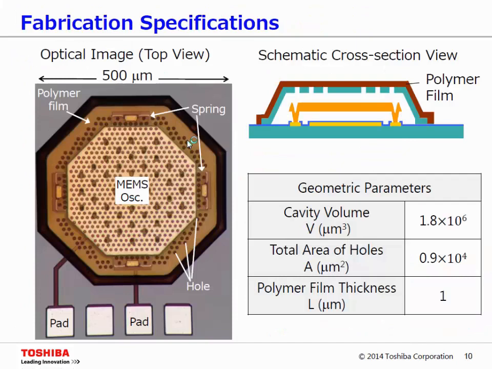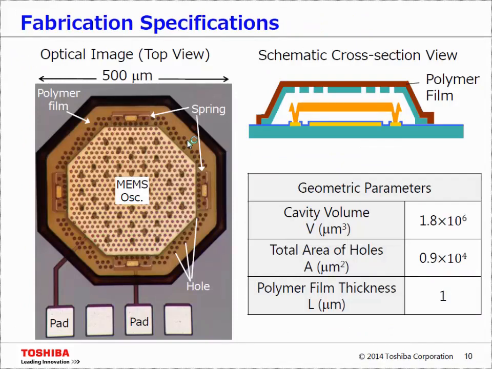As a result, this is an optical image of our product. It has an octagon structure with a diameter of 500 microns, shown in the top view and this cross-section view. The geometric parameters are listed in this table. Note that the polymer film thickness in this case is 1 micron.